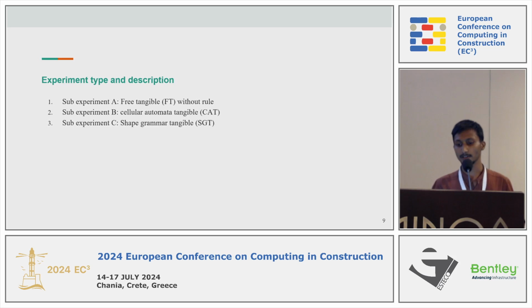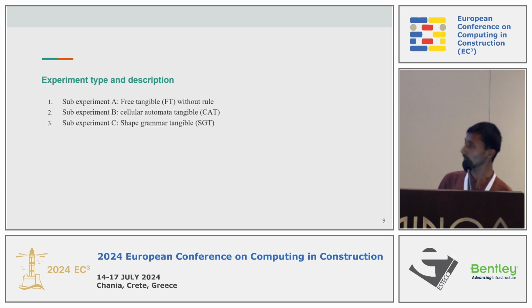One is free tangible design. This is where we don't provide any rule, and we let the students explore what kind of solution they can generate for the given problem. Second is the cellular automata tangible, where they have to apply the rules provided by us. Then there is shape grammar tangible, where again we provide rules for the shape grammar technique, and they will follow that.